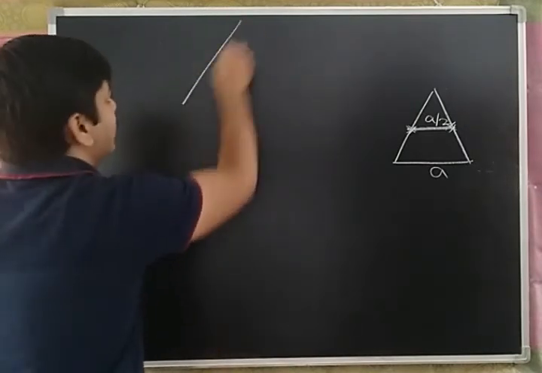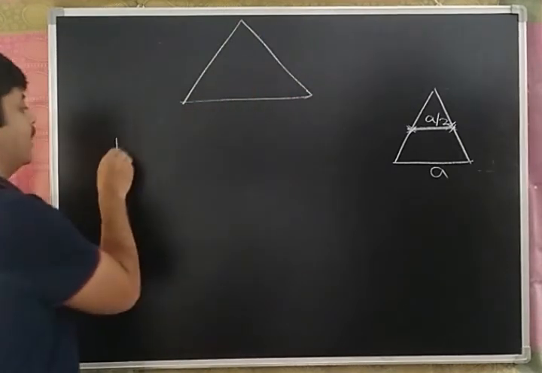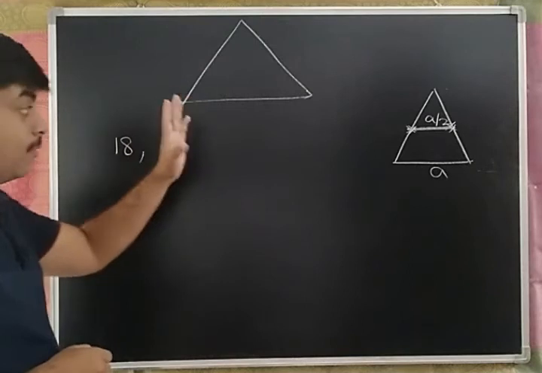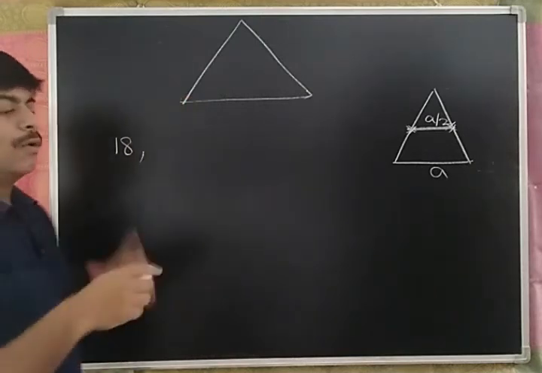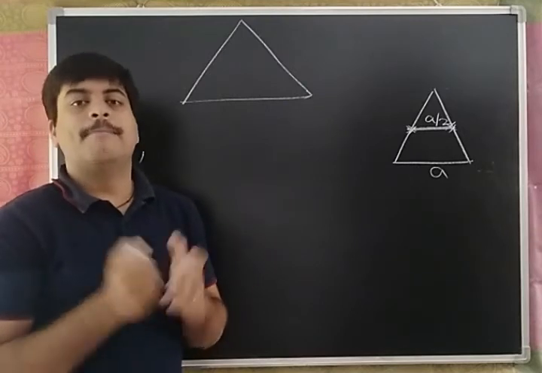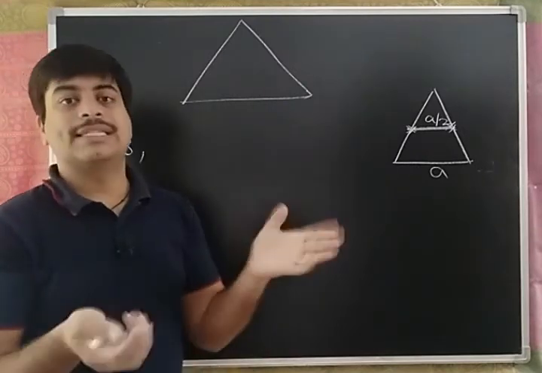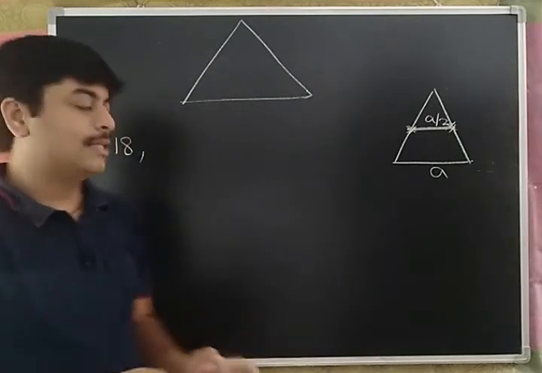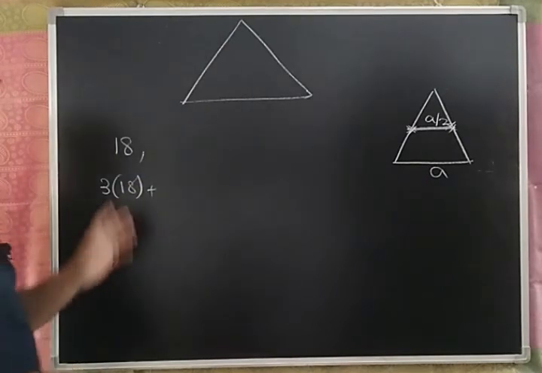We have a triangle of side 18 centimeter. The first triangle has a side 18 centimeter. What is the perimeter of this one? What is the perimeter of an equilateral triangle? Perimeter means sum of all sides. So 18 plus 18 plus 18, so it is 3 times 18. Perimeter is 3 times 18. Yes or no? This is the perimeter of the first triangle.